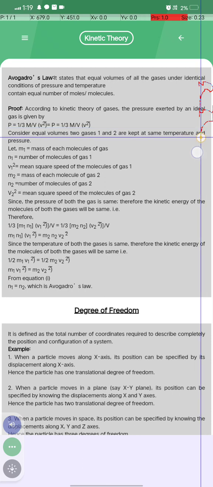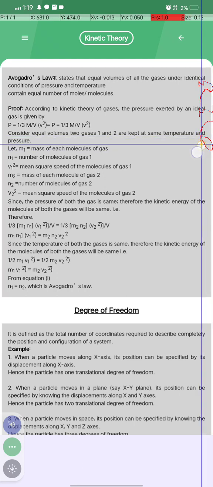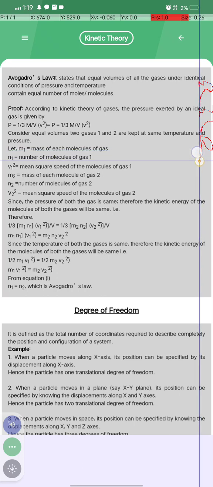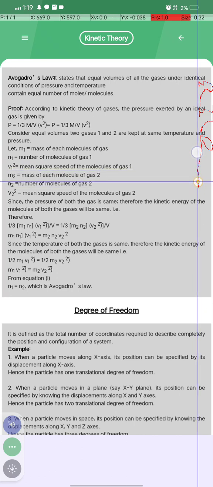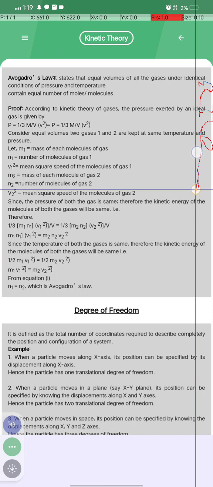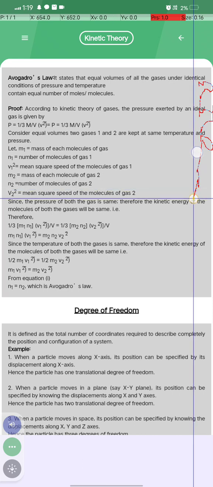Consider equal volumes of two gases, gas 1 and gas 2, kept at the same temperature and pressure. Let m1 be the mass of each molecule of gas 1, n1 the number of molecules of gas 1, and v1 square the mean square speed of the molecules of gas 1. Similarly, m2 is the mass of each molecule of gas 2, n2 the number of molecules of gas 2, and v2 square the mean square speed of molecules of gas 2.